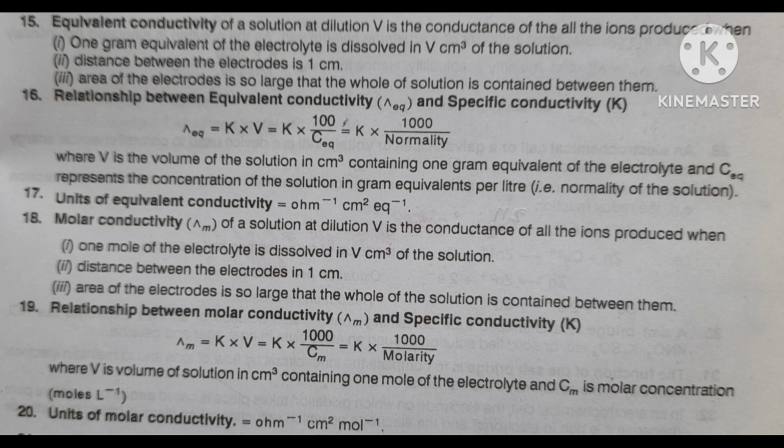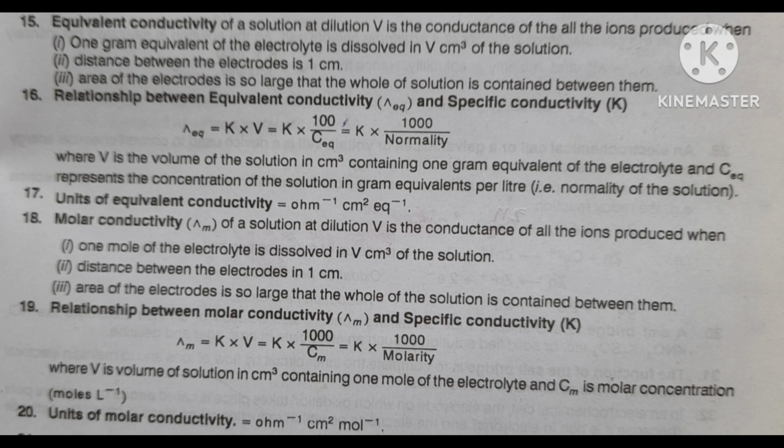Here, equivalent conductivity is equal to K into V, kappa into V also you can say. K into V means K is per cc. K is the conductance for 1 cc. Then for V cc, what is the conductance? That is the equivalent conductance. That's why you simply multiply: equivalent conductance is equal to specific conductance into volume.